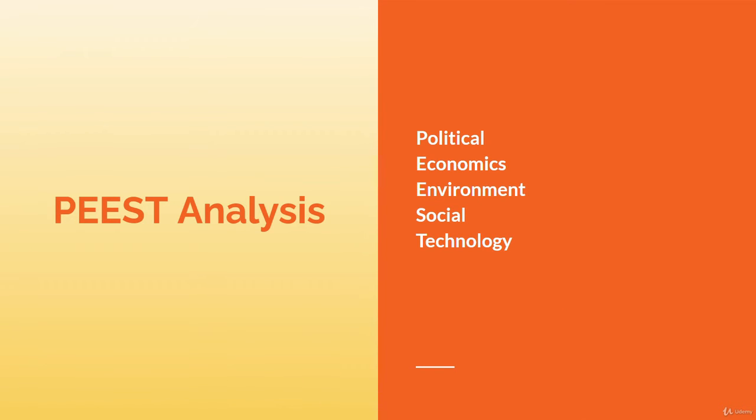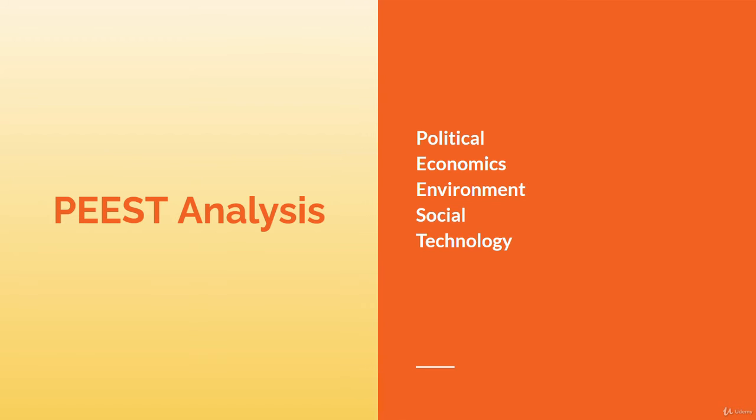In the PEST analysis, the P stands for political, the E for economics, the second E for environment, the S for social, and T for technology. Examples of things that come under the political category are tax policies and tariffs. For economics, inflation rates and employment rates. For environment, season and rainfall. For social, age, race, and gender. And for T, infrastructure and databases. The purpose of a PEST analysis is to track factors that can impact a business.